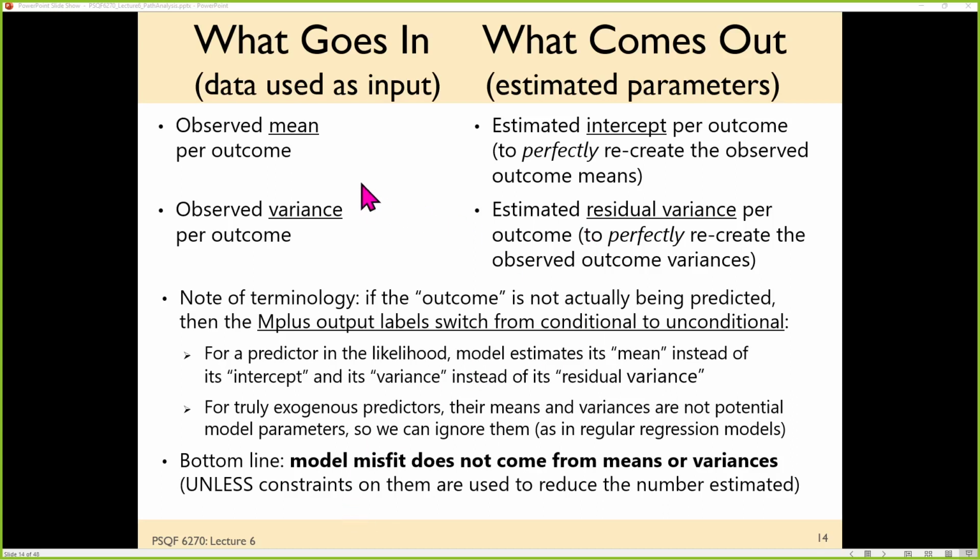I will note, though, that what you get on your output in Mplus depends on whether or not the variable is actually being predicted. If you bring a predictor into the likelihood and you don't predict it with anything, its parameters will be labeled as mean and variance as opposed to intercept and residual variance. But they mean the same thing, because they're unconditional in that case.